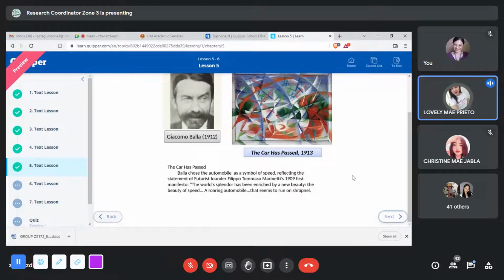We also have Giacomo Baglia. Giacomo Baglia is a futuristic painter as well. He chose the automobile as a symbol of speed, reflecting the statement of futurist Filippo Tommaso Marinetti, from Marinetti's manifesto: the world's splendor has been enriched by a new beauty, the beauty of speed, a roaring automobile, and it seems to run in shrapnel.